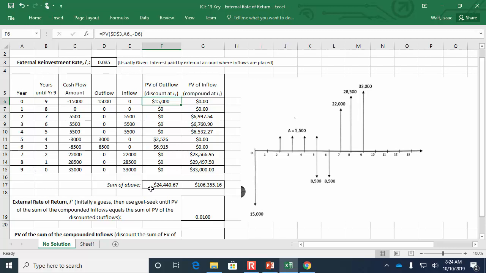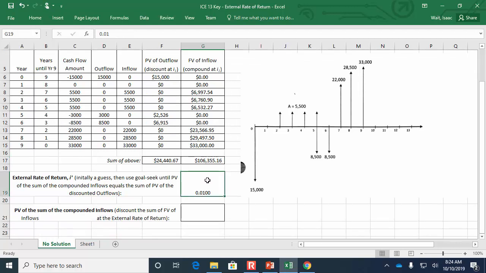All right, so the sum of the present value of the outflows is 24,440. The sum of the future value of the inflows, 106,000. And so what we need to do now is just start with some guess value of the external rate of return. And what we're going to do is we're going to discount these future values. And so equals PV, we'll take them to the present. We're going to discount it at this unknown interest rate that we're going to keep changing around. And if they're all in year 9, we need to take them 9 years to get it to year 0. So N equals 9. And it's not a recurring payment. It's just a single lump sum future value amount.